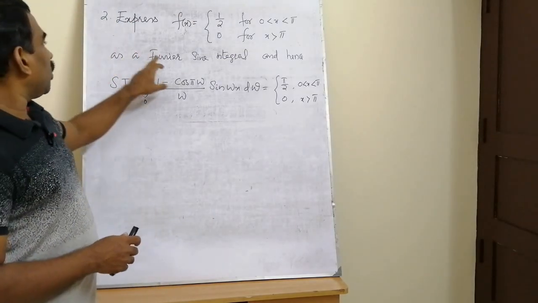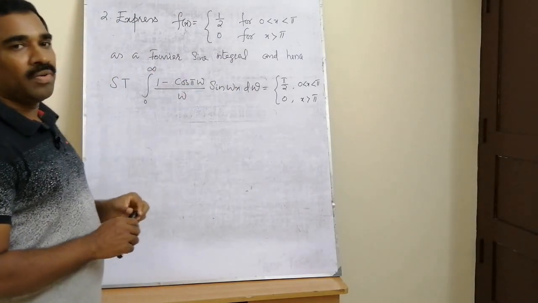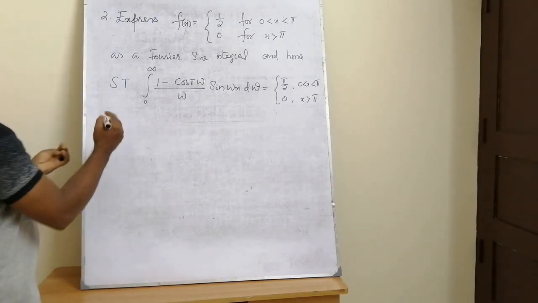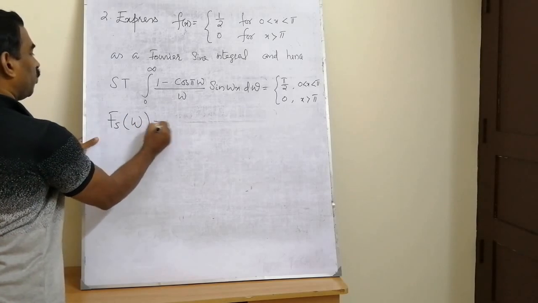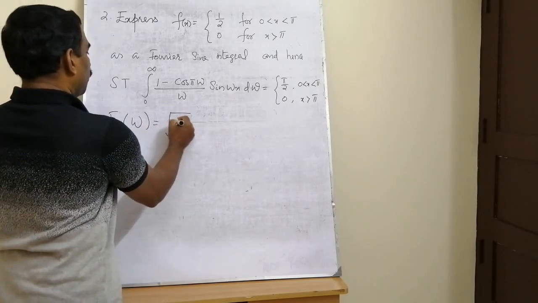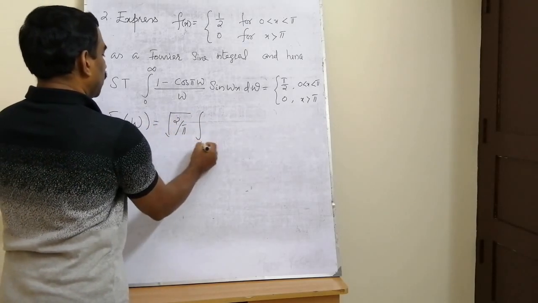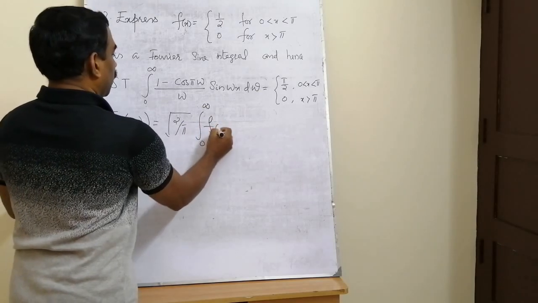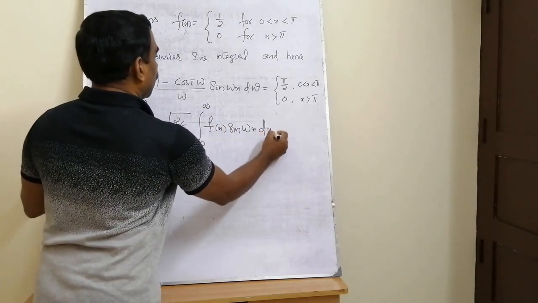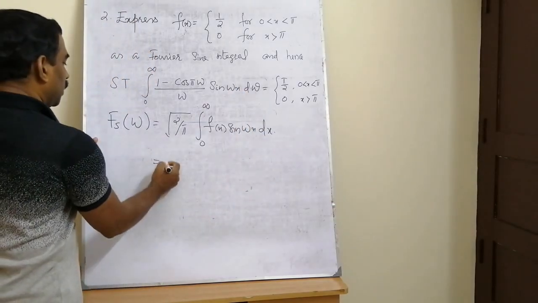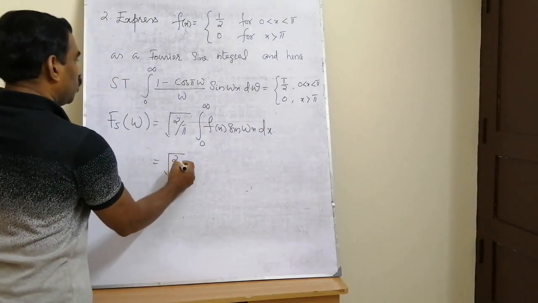And because we are required to compute the Fourier sine integral, we will first of all compute the Fourier sine transform. So as before, we have the Fourier sine transform Fs(omega) equal to square root of 2 by pi integral 0 to infinity f(x) into sin omega x dx is equal to square root of 2 by pi.